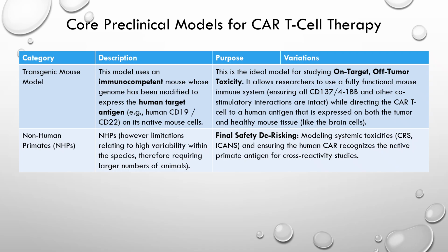So there's that limitation, but it does give us information on, for example, toxicities, specifically ICANS, and ensuring that the human CAR recognizes the native primate antigen for cross-reactivity studies. So it's much more realistic of what would happen in terms of toxicity, because that is what we would be looking at here, what would happen in humans.